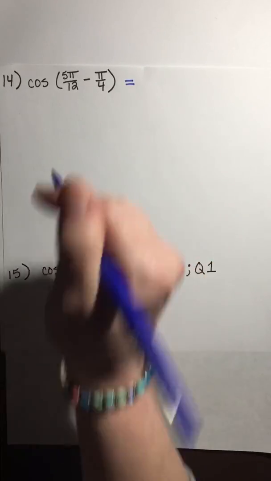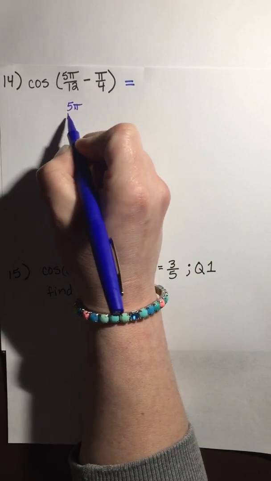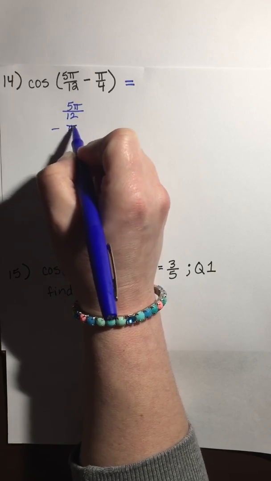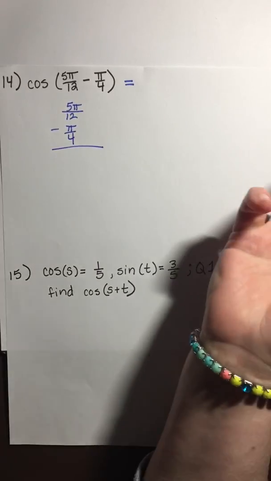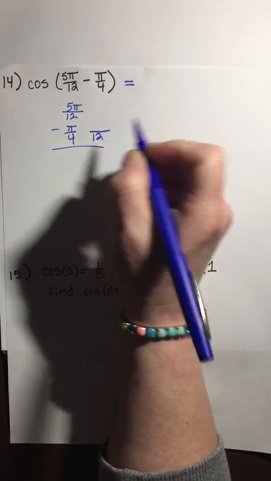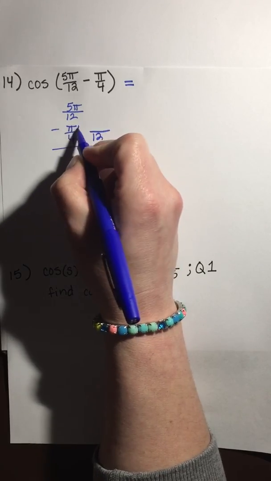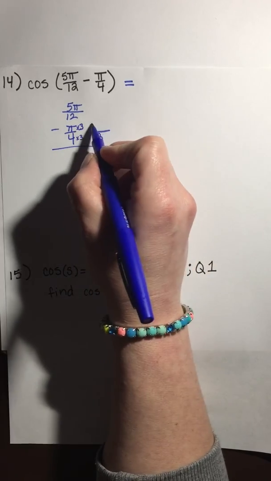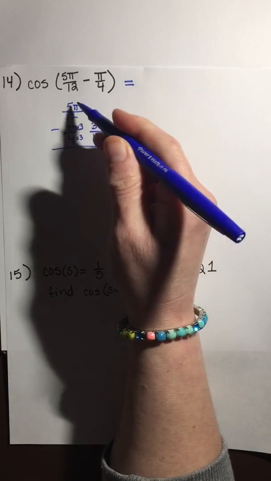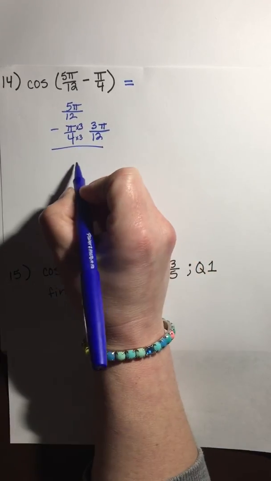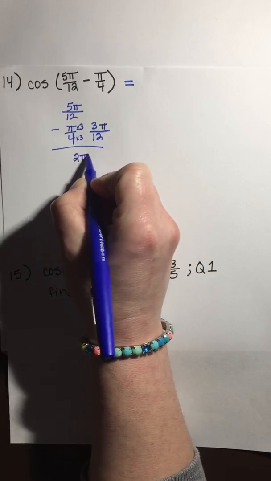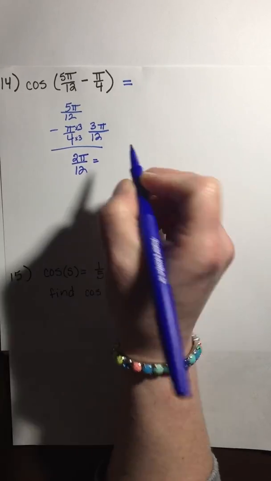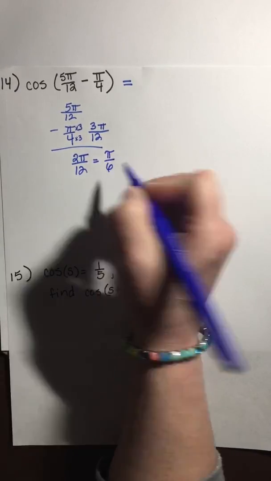So if you've got 5 pi over 12 and you want to subtract pi over 4, you've got to have a common denominator. So I'm going to make the 4 a 12 by multiplying by 3. So I'm going to multiply the top by 3. So 5 pi over 12 minus 3 pi over 12 is 2 pi over 12, which is pi over 6.